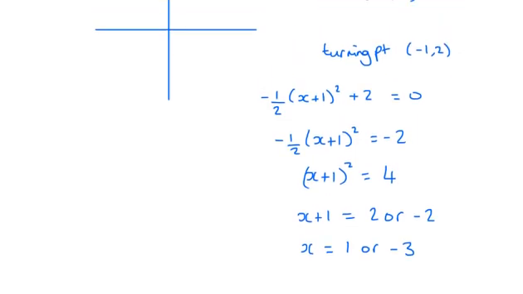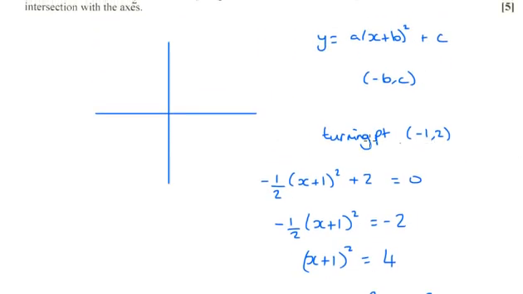So we now have the x-intercepts as well as the turning point. So we've got a turning point roughly here somewhere. We've got it crossing at -3 roughly here and 1 here. So we could probably draw that now. That's not great. Let me have one more go.